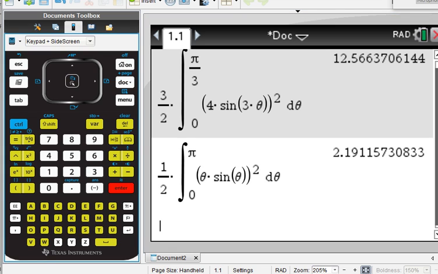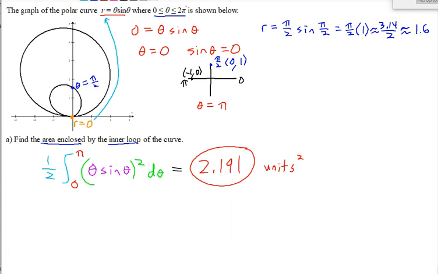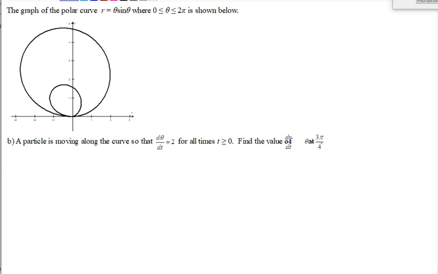All right, let's take a look at part B on this one. Same graph here. And now it says a particle is moving along the curve, so d theta dt is equal to 2 for all times greater than or equal to 2. So it's just a constant. What this is really telling you is it's kind of combining polar with parametric, where we usually have time here. So it's telling you the angle is changing at a rate of 2. And we don't have units for time here, but this could be like radians per second, radians per minute, something like that.